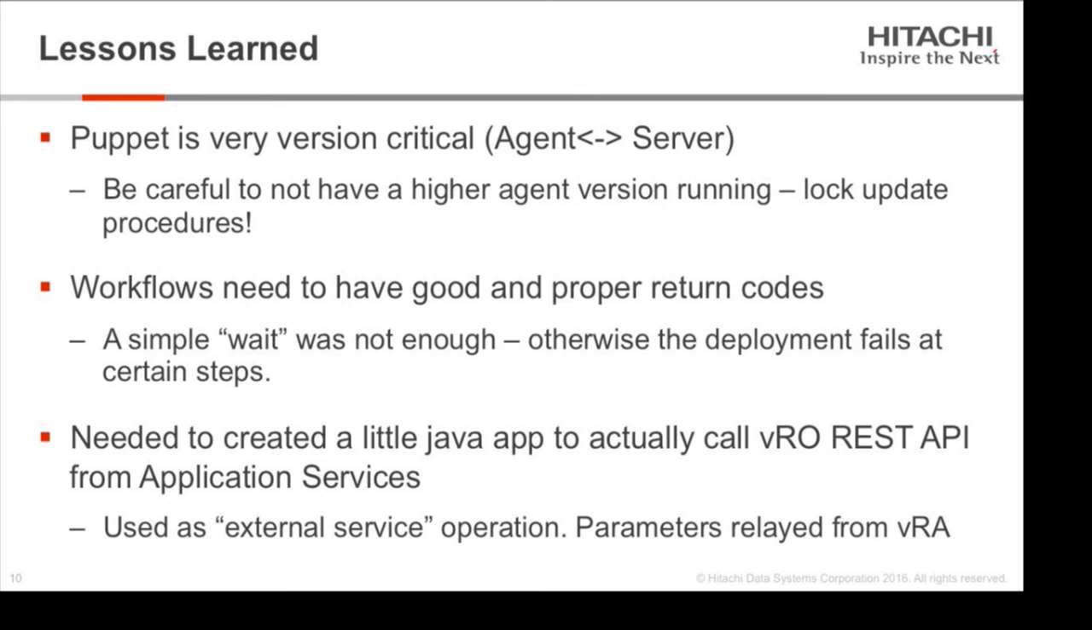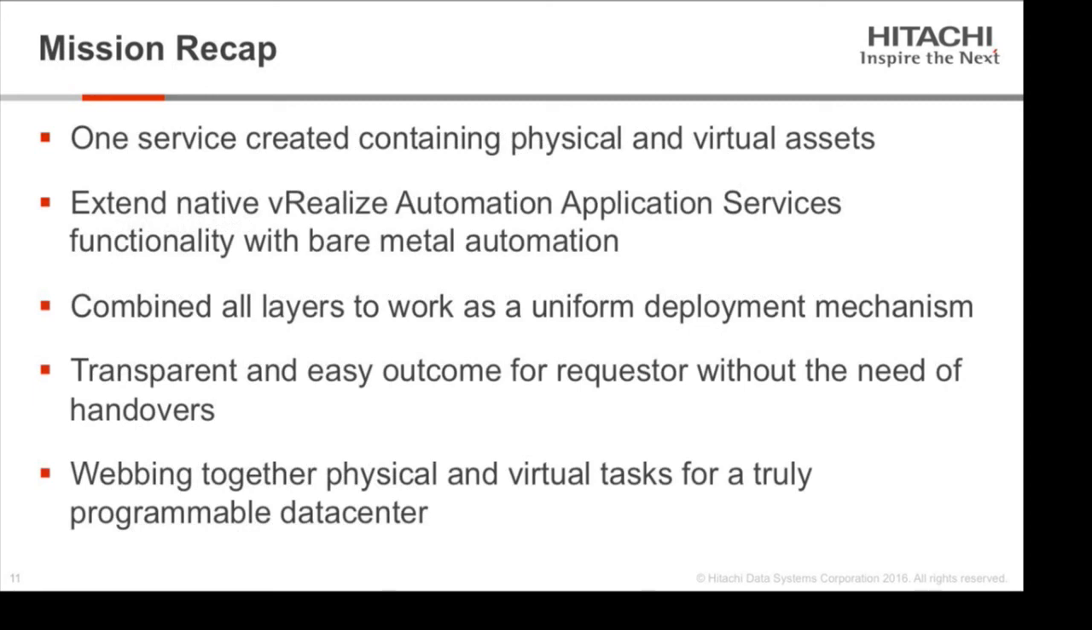I already told you that I needed to create a little Java app, and this is quite odd because Application Services in 6.2 has no way of controlling vRealize Orchestrator. So I had to put that in myself to make the REST API controllable from vRealize Orchestrator from Application Services. So what have we done here? We created one service containing physical and virtual assets and deployed this. It was an extension of the native vRealize Automation Application Services by adding physical deployment with ease and with the use of Puppet.